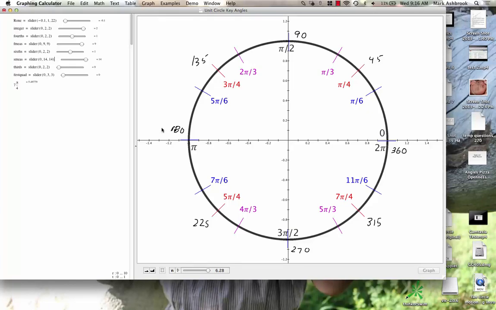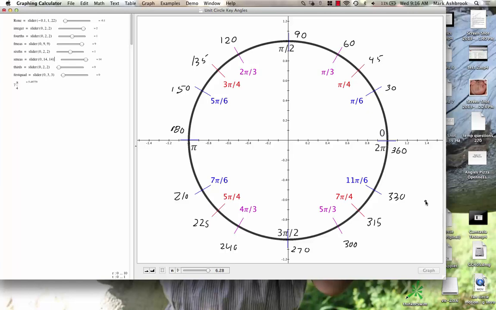What's 180 divided by 6? 30. So you just keep adding 30. 30, 60, 90, 120, 150. Just keep adding 30. 180, 210, 240, 270, 300, 330, 360. There are your degrees and radians.